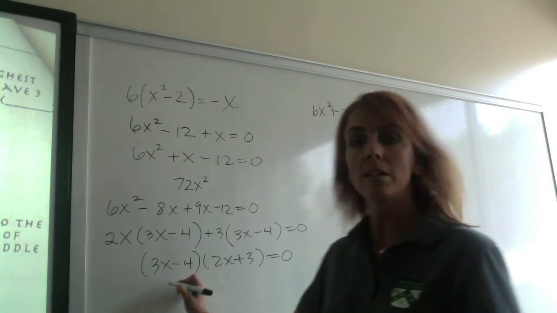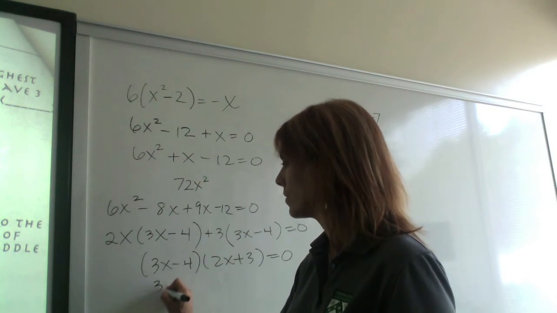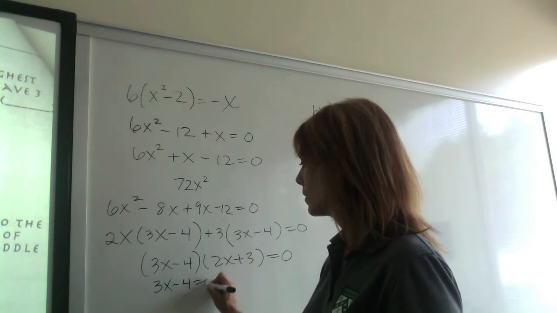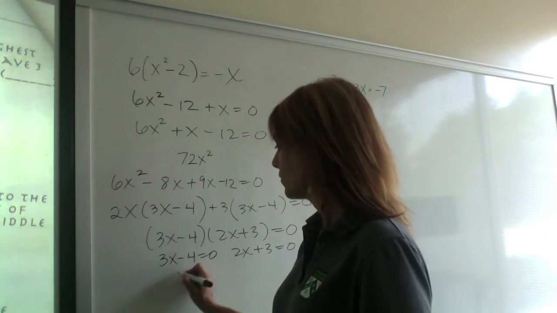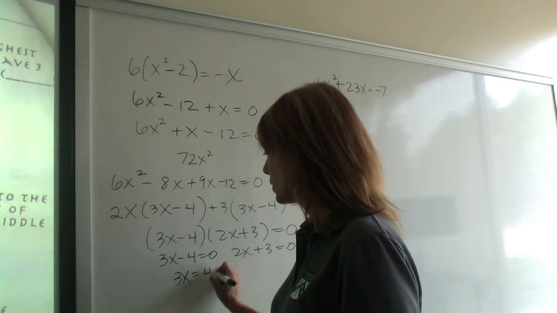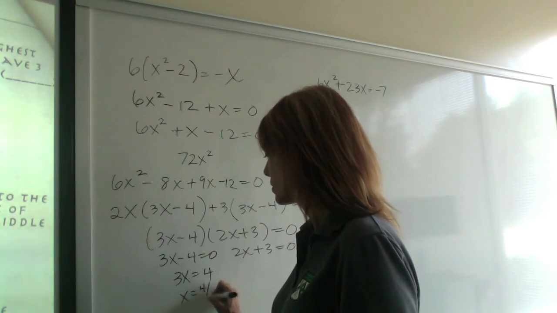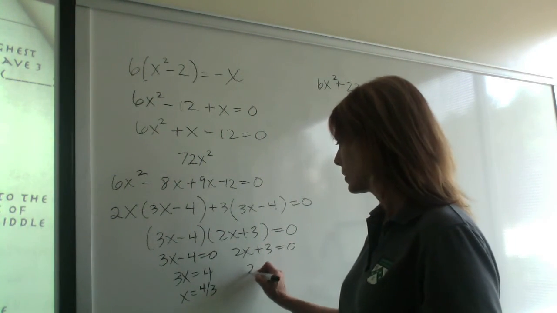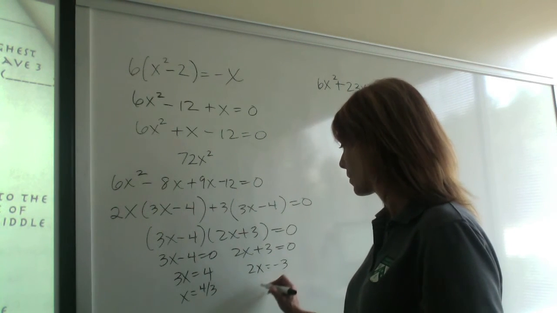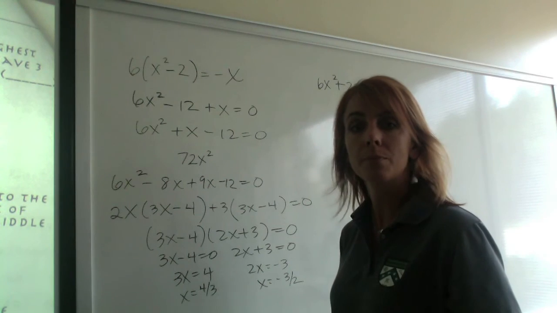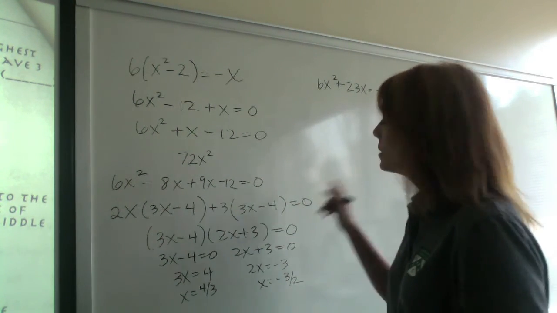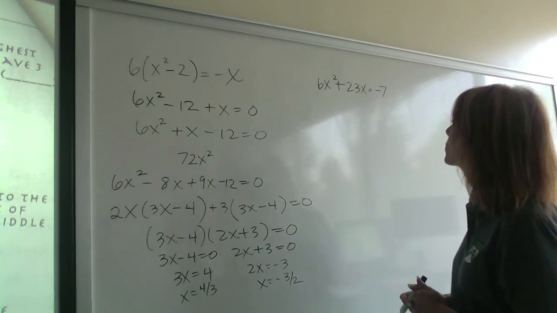Set each of these equal to 0 and solve. 3x minus 4 equals 0. 2x plus 3 is equal to 0. Adding 4, 3x is equal to 4, and x is equal to 4/3. Here, subtracting 3, 2x equals negative 3, and x is equal to negative 3/2. Okay, let's try this last example.